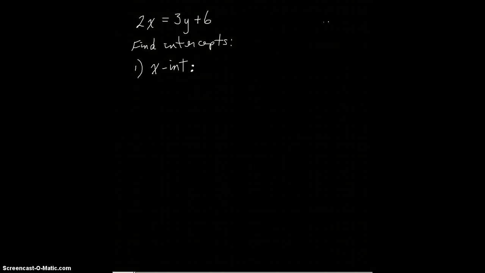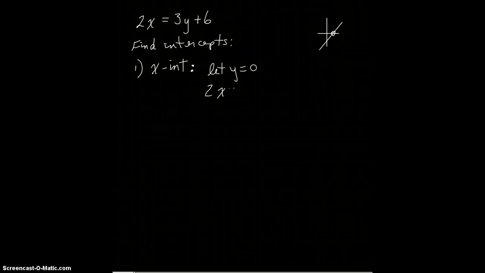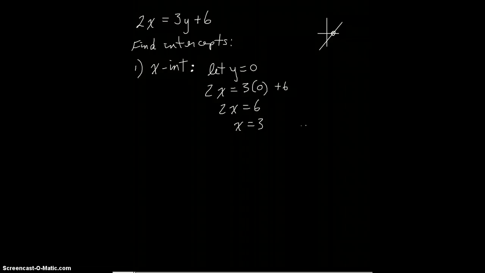I want to find the x-intercept, so let's remember, if I have a line that looks like that, the x-intercept is right here, so y would be 0. So I'm going to let y equal 0 in my equation. I plug in y equals 0, and I get 2x equals 3 times 0 plus 6. But 3 times 0 is 0, so 2x is equal to 6, or x is equal to 3. Using these two pieces, y is equal to 0 and x is equal to 3. That gives me an ordered pair (x, y) of (3, 0). Great. We found one intercept.